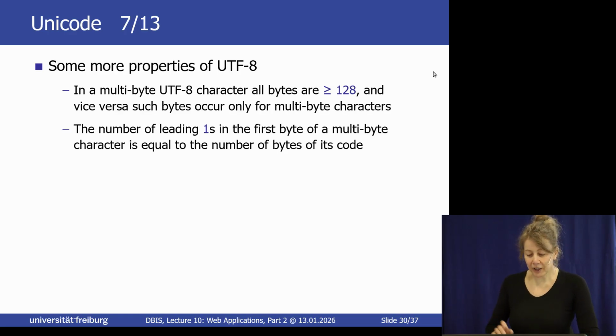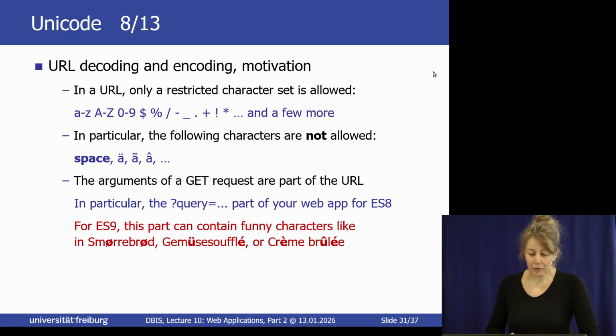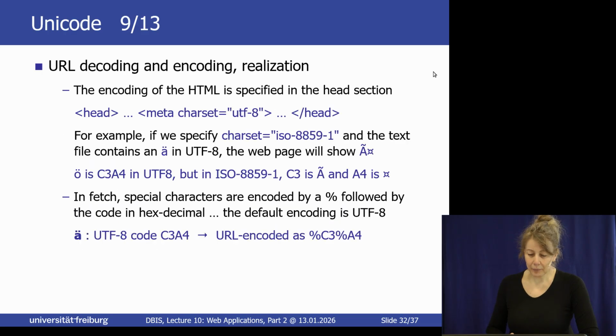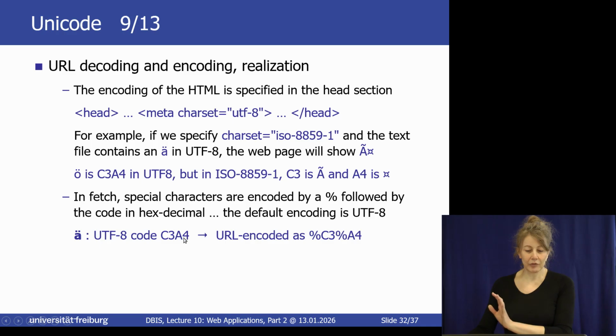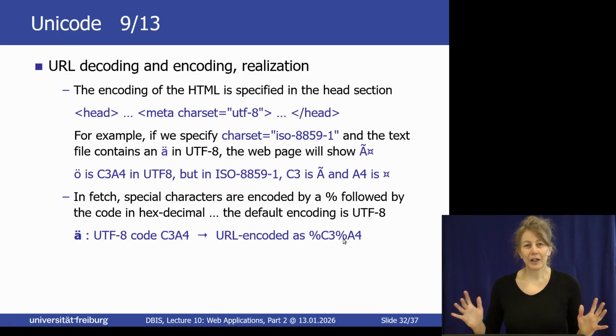There's some more stuff I will briefly talk about in the next lecture. There's just one more thing: URL encoding. If you have these things in a URL, you are only allowed certain characters. So for example, the ä in UTF-8 is C3A4 in hex, so in the URL it will be this percent encoding, and that's relevant for the exercise sheet. That's it for today. Bye-bye.